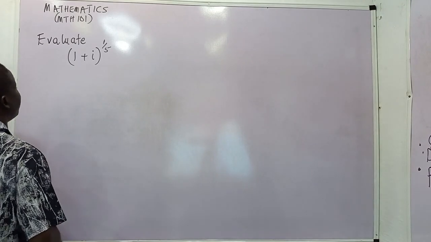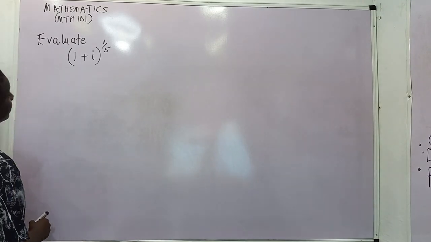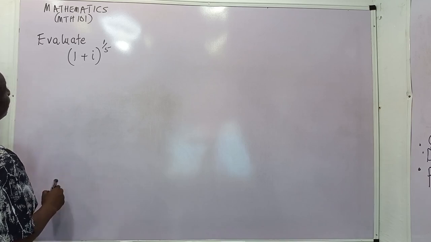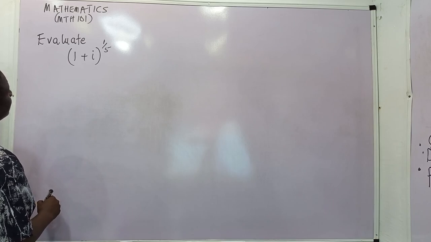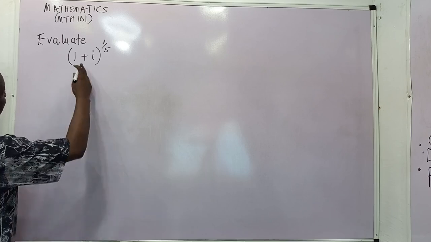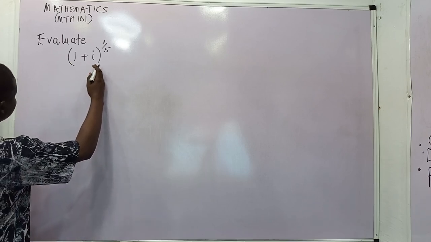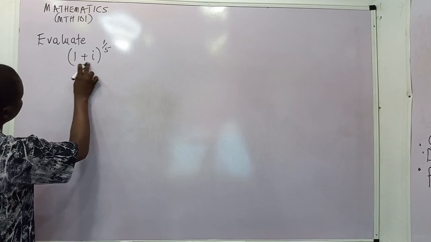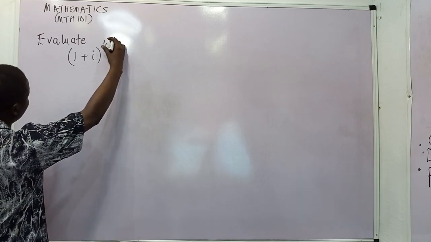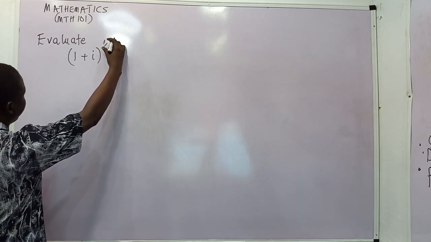We want to solve a problem on complex numbers. Evaluate (1 + i) raised to 1 over 5. That is the fifth root of this particular complex number. What we want to do is simply convert this to polar form. Since we are looking for the fifth root, we use De Moivre's theorem.